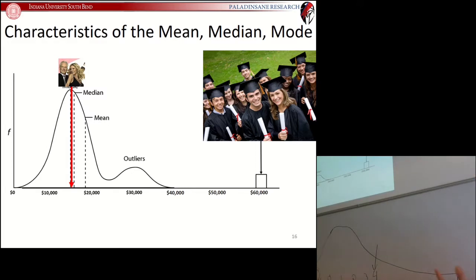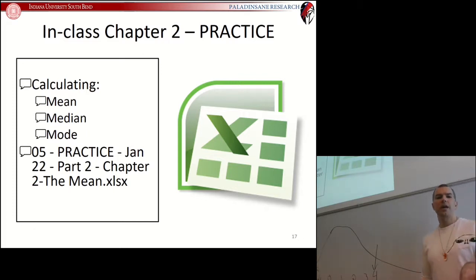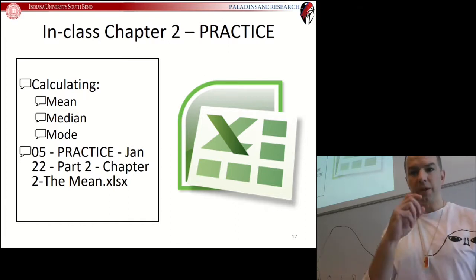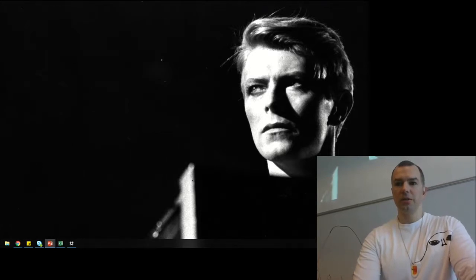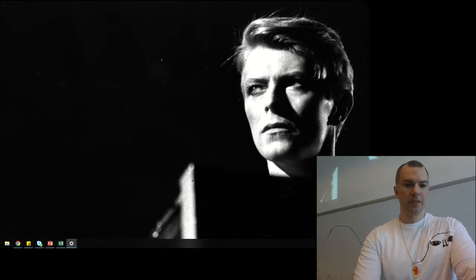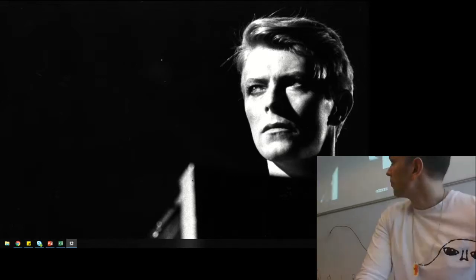All right, so that's actually a nice discussion about some of the characteristics as well. So now let's go into how to actually calculate these. If you haven't already, sign in to Canvas. In your Excel sheets, you'll find Excel sheet number 5, practice, January 22nd, part 2, chapter 2, the mean. This is where we're going to practice calculating the mean. Let me just duplicate my screens here so I can see what I'm doing. Duplicate, keep changes. All right, there we go.